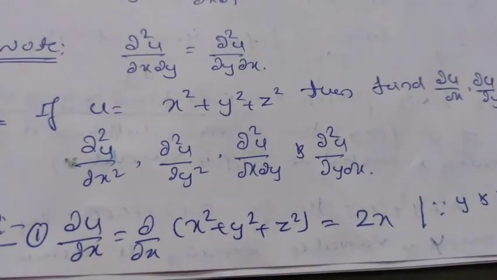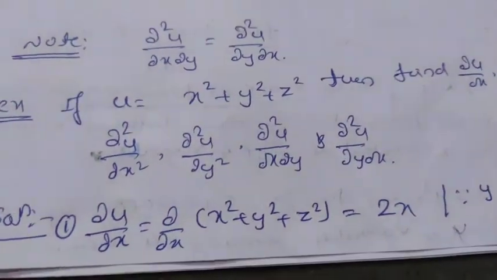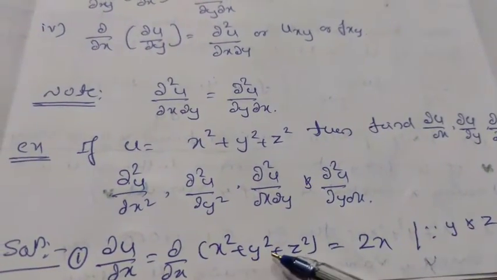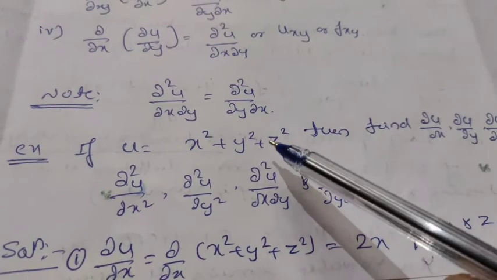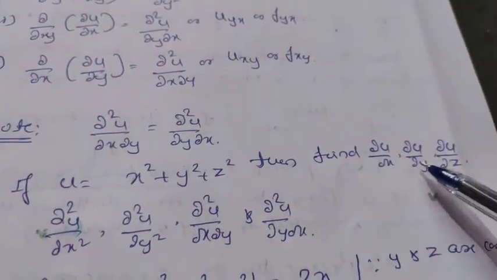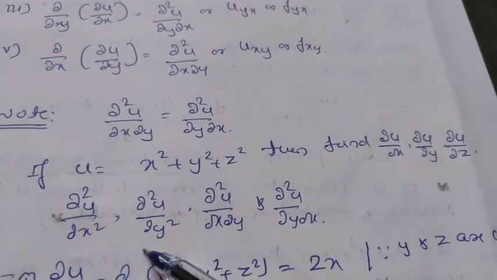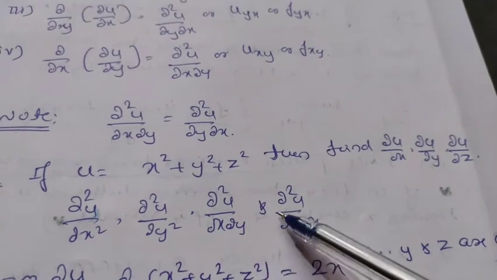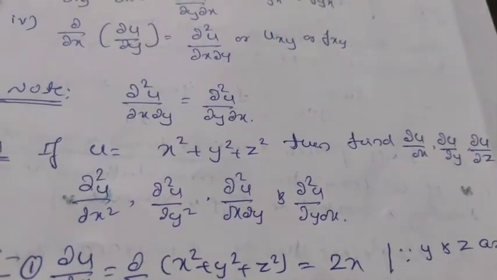Let us take one example on higher order partial derivatives. Let u = x² + y² + z². If u is like this, then let us find ∂u/∂x, ∂u/∂y, ∂u/∂z, ∂²u/∂x², ∂²u/∂y², ∂²u/∂x∂y, and ∂²u/∂y∂x.